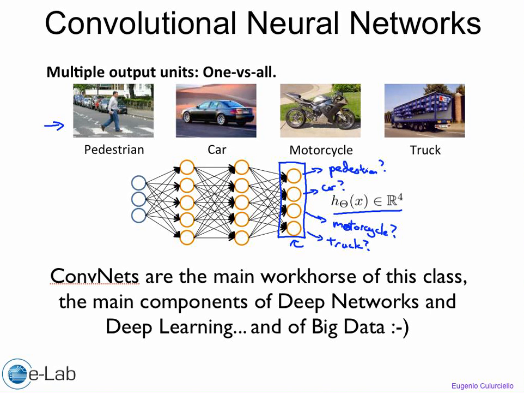So convolutional neural networks, like we saw in the previous lecture, are basically the workhorse of this course. Remember, we were talking about neural networks in the previous lecture, where we had multiple possible classes like a pedestrian or a car or a motorcycle or a truck or something else. So this is an example diagram of the neural network that was exemplifying this kind of operation.